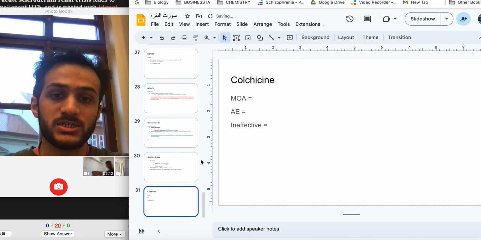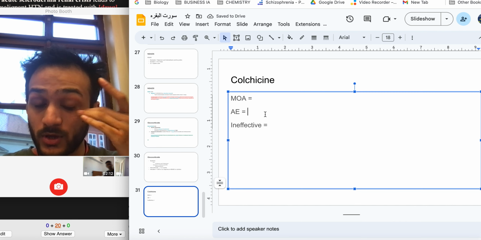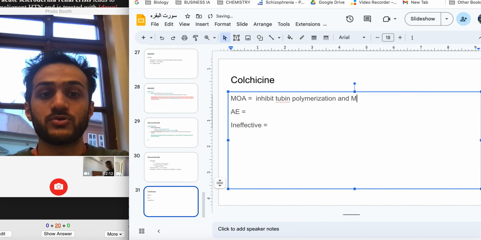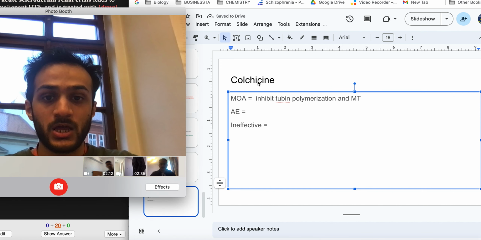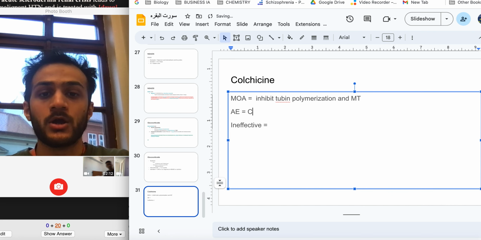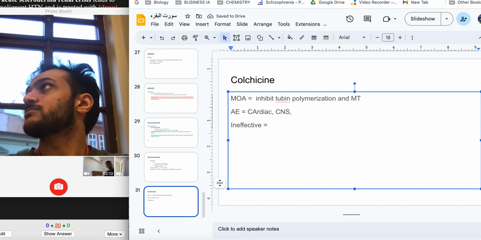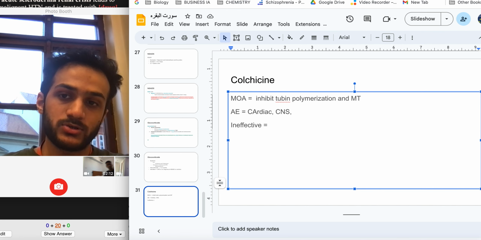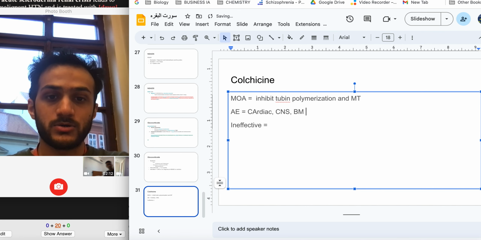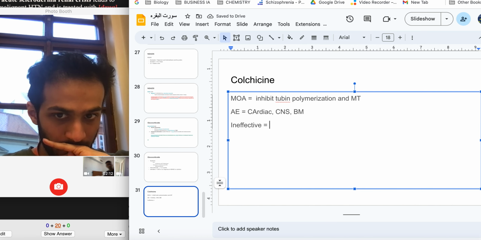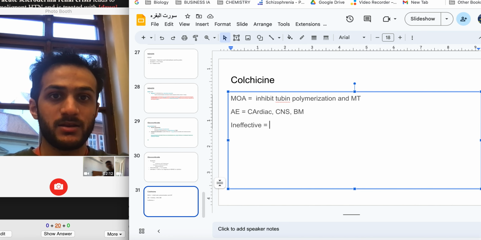Over here we have colchicine. What is the mechanism? It inhibits tubulin polymerization, so microtubule polymerization. It has loads of adverse effects, which is why it's third line: cardiac toxicity, CNS toxicity, and bone marrow problems. It may also become ineffective in some scenarios.